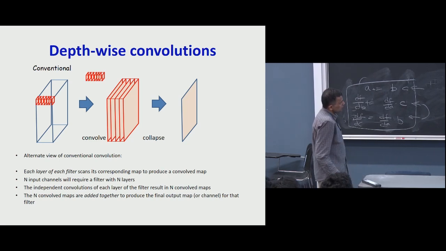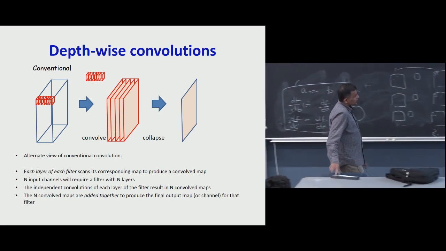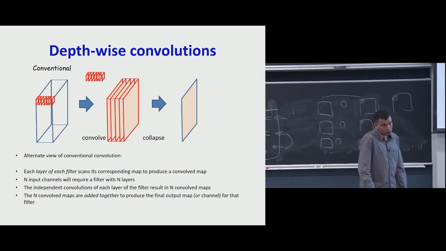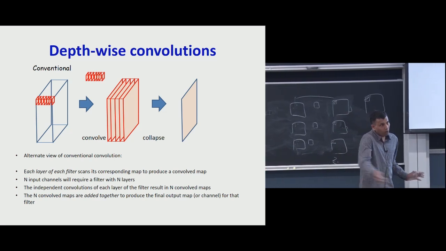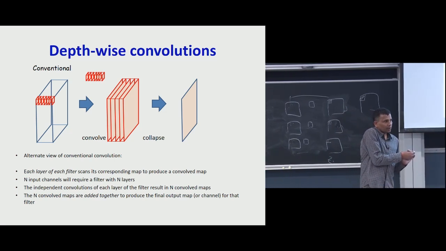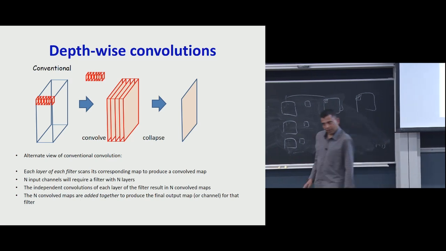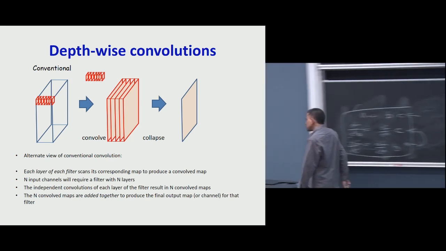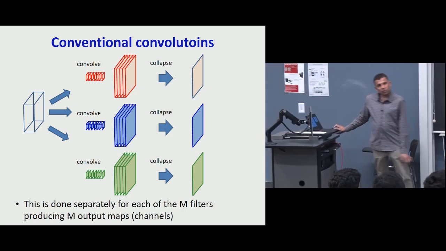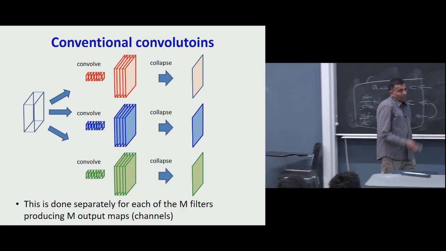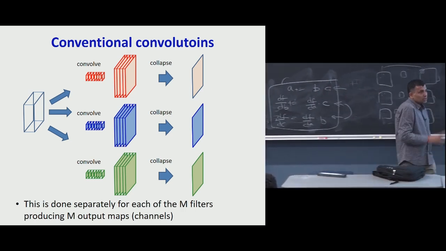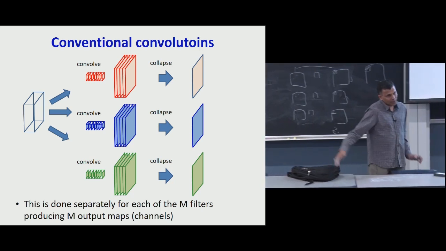Same concept. So each layer of each filter scans its corresponding map to produce a convolved map, and then all of the convolved maps are just added together. This is for one filter. And so if you have a collection of filters, each of those is going to be doing exactly the same. Each of the filters is producing its collection of maps, and they are being added up.